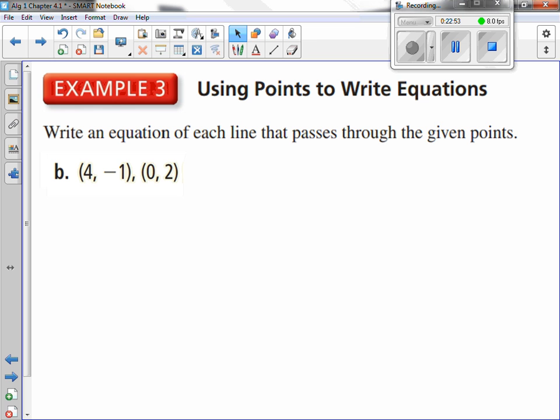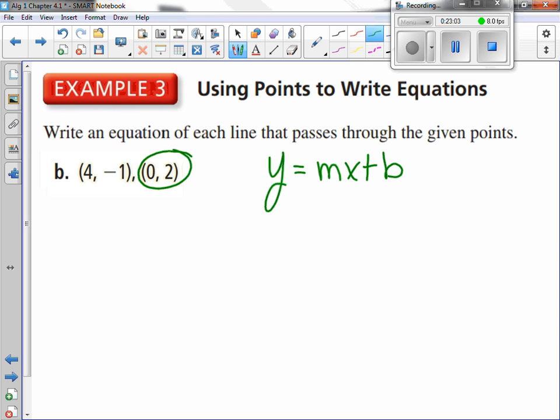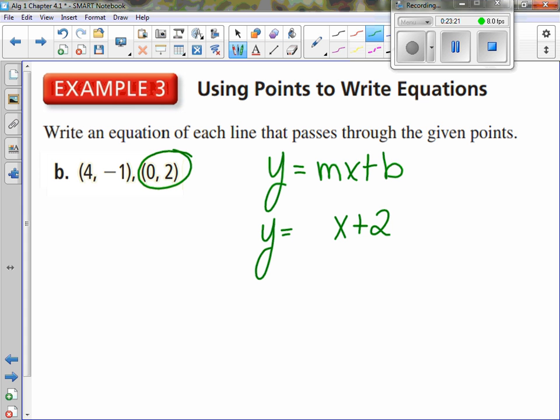Write an equation of a line that passes through the given 2 points. So we're wanting to write it in slope-intercept form. Y equals mx plus b. Well, again, they gave me the y-intercept, didn't they? 0, 2. When the x value is 0, the y value is the y-intercept. So the y-intercept for this would be 2. So I can plug it in for b, which would give us our plus 2. But I'm still missing the slope, yes?